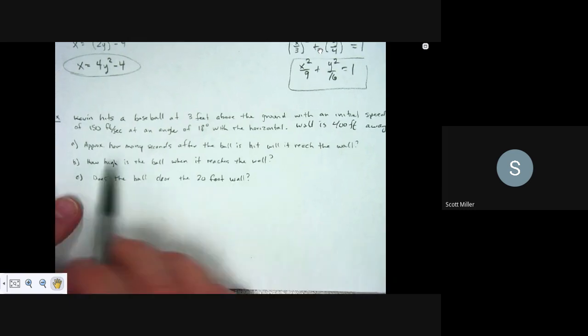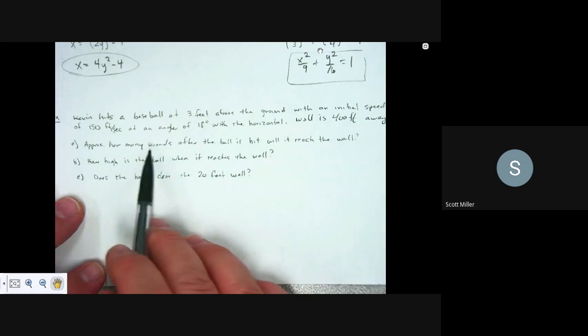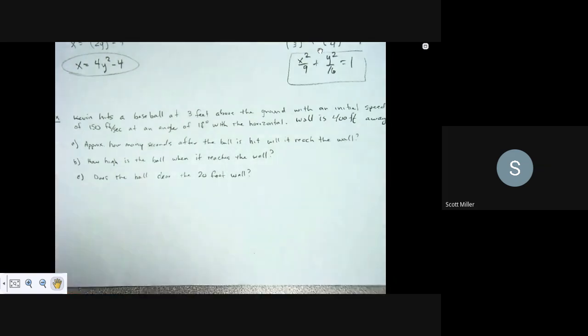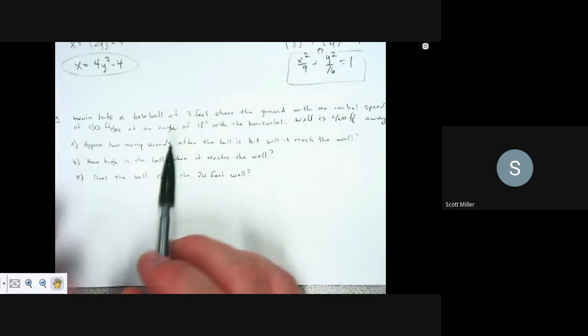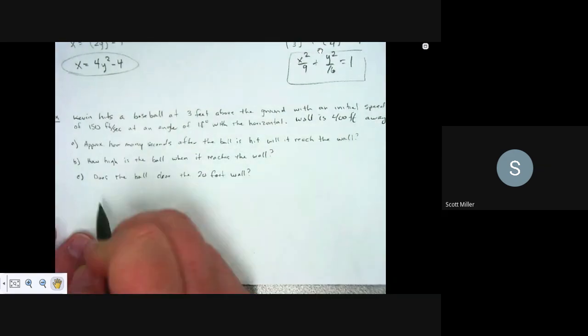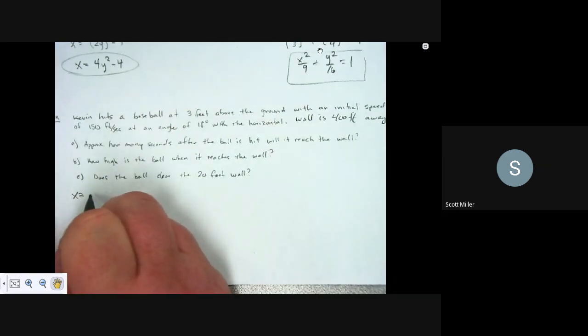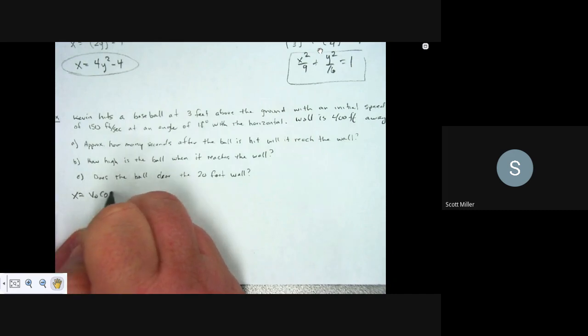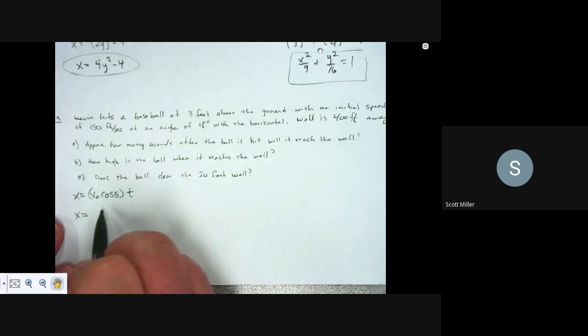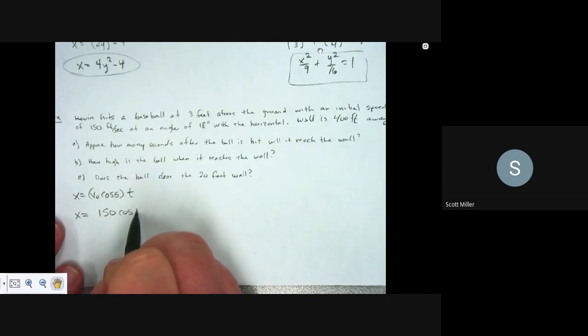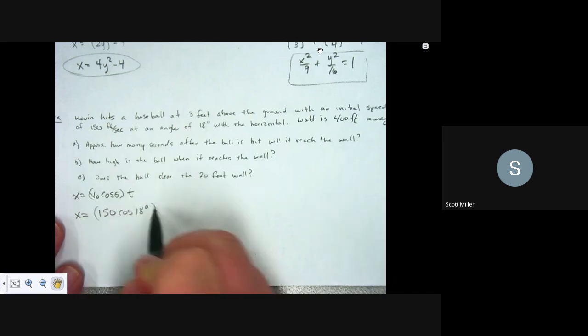Okay, so the first one is talking about after how many seconds will a ball hit the wall. So that's a horizontal thing. And so I can use this information and the parametric equation that we talked about. So x equals the initial velocity, the cosine of the angle times t, and I can plug into that. So the distance it's going to travel is going to be the 150 times the cosine of 18 degrees times t.